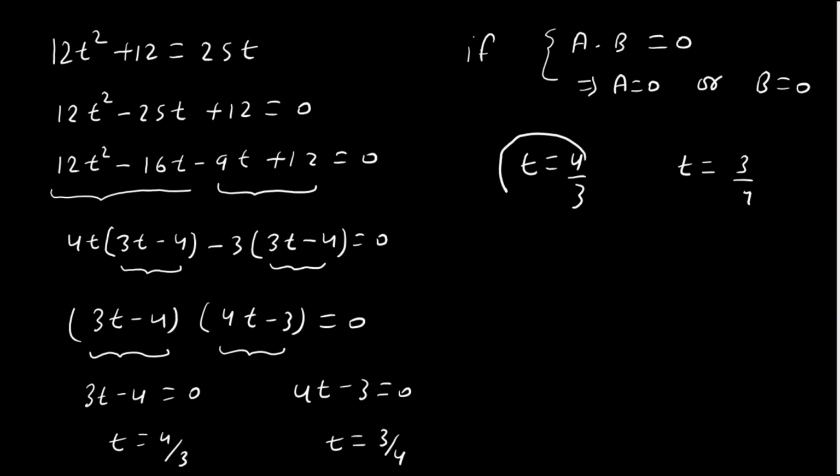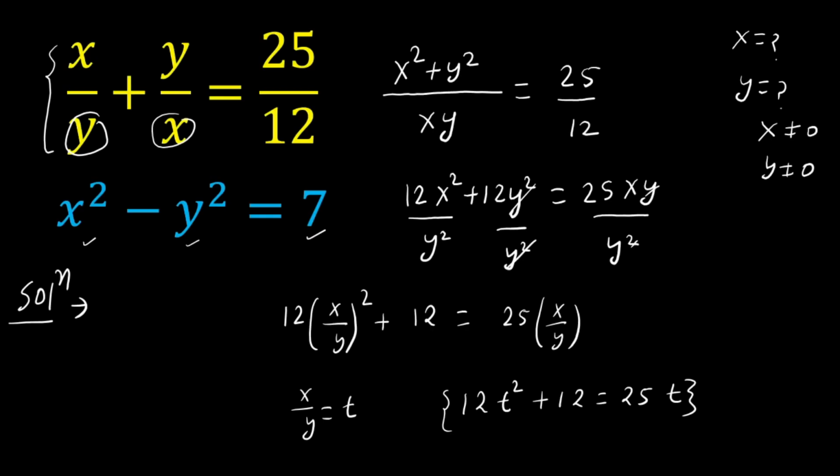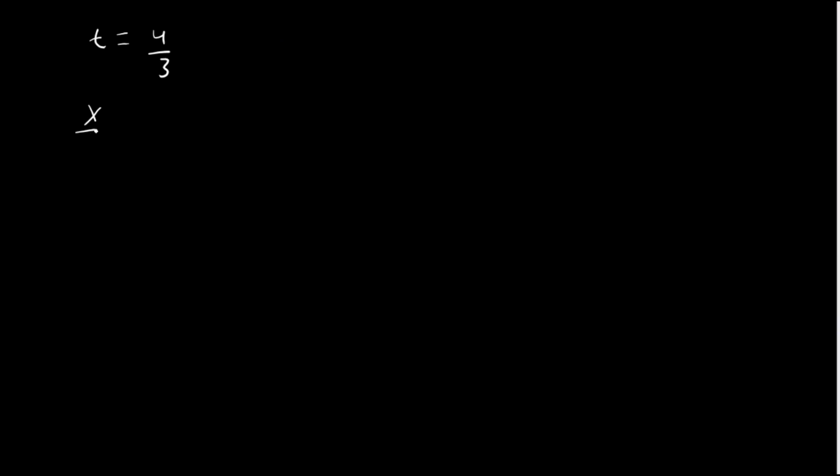Let us consider this as case first and this as case second. So here t is equal to 4 over 3. This is case first, and we know that the value of t is x over y. So x over y is equal to 4 over 3.